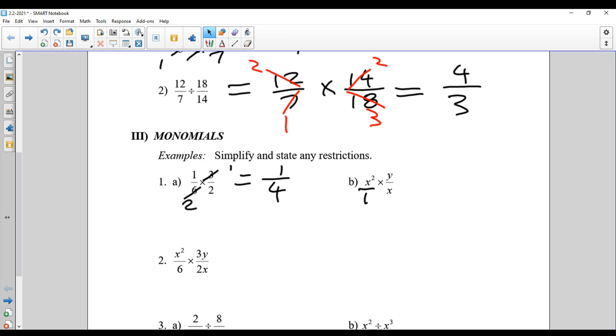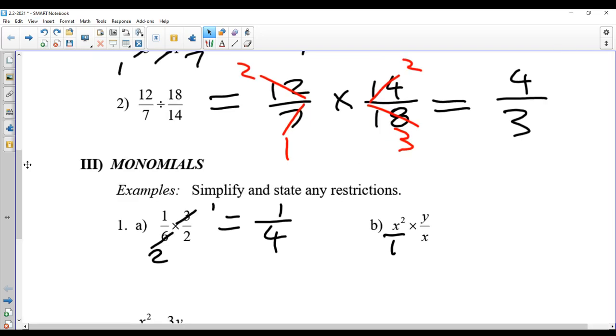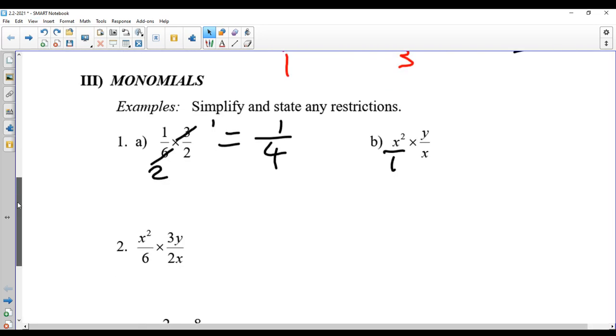You're right to ask. It's actually squared. Let's see. View, zoom, 200%. That better? Okay. So any suggestions? Yes, Nikki. Oh, help yourself. Help yourself.